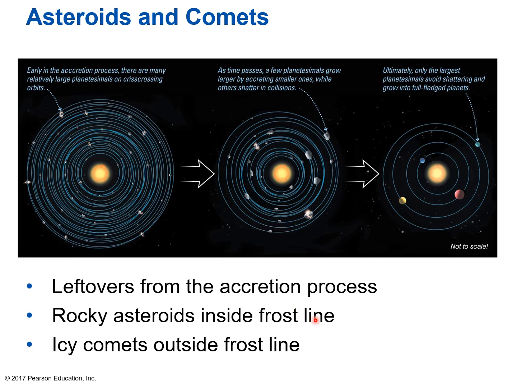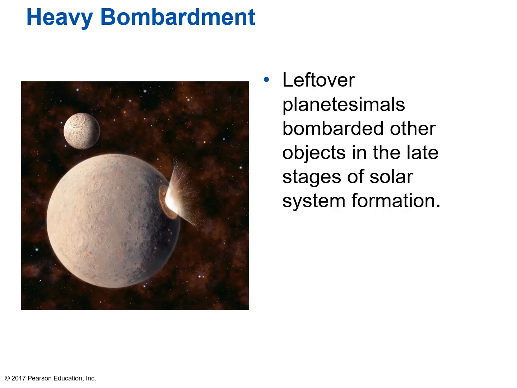The asteroids, remember those are rocks, they formed inside the frost line. Remember, inside the frost line is where rocks and minerals could condense. And outside the frost line is where comets formed. The early solar system was an environment of heavy bombardment, things slamming into each other. Leftover planetesimals bombarded other objects in the late stages of solar system formation.